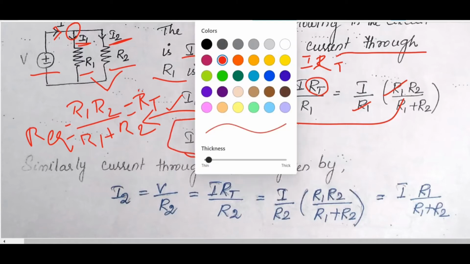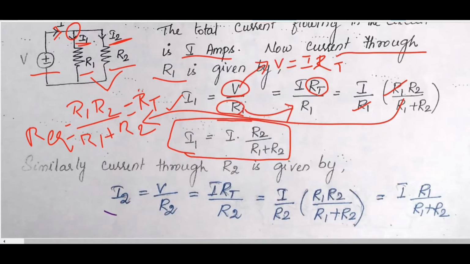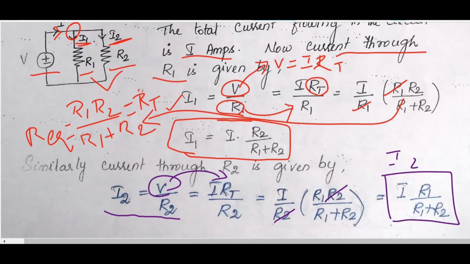Now similarly, how to find I2? I2 equals V by R2, where V equals I into RT, where RT equals R1 R2 by R1 plus R2. Here also R2 gets cancelled, so your I2 equals I into R1 by R1 plus R2.